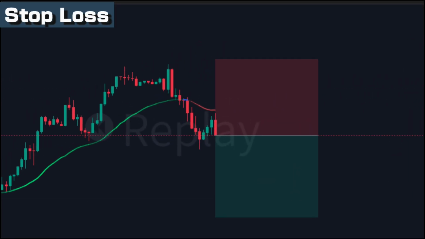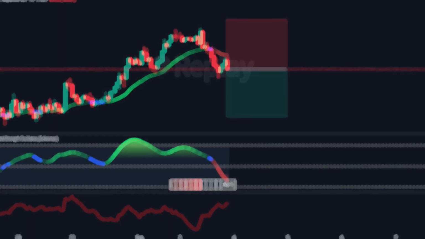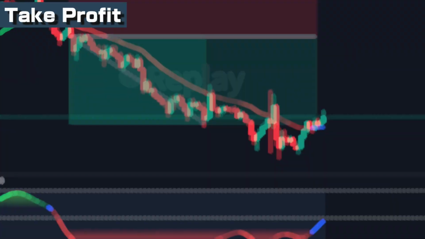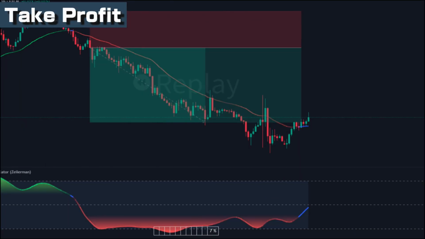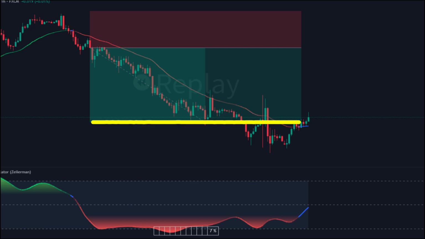Stop loss. Set your stop loss just above the most recent swing high. The key is to give it a bit of room to avoid getting caught by false wicks. Take profit. Take your profits when the oscillator changes from red to blue. This way, you can manage risk effectively, even with short positions, and lock in solid profits with confidence.